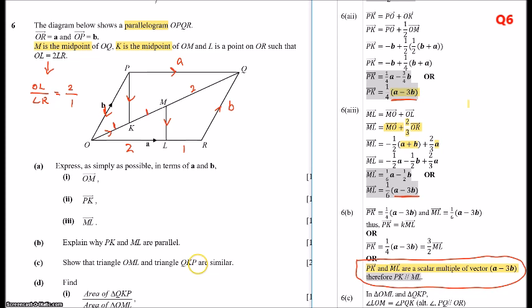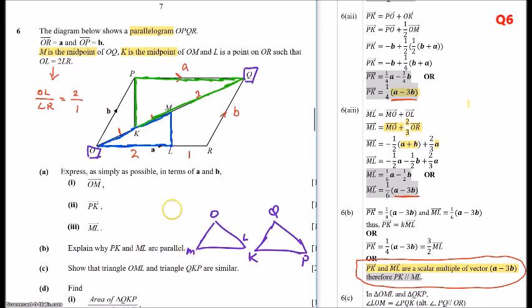Okay, so next thing. I need to show that the two triangles are similar. So what two triangles? OML, QKP. Let me highlight the triangle first. Okay, so I'm back after pausing the video. Notice that I've already highlighted many things. This triangle is the blue color one, and this triangle is the green color one.